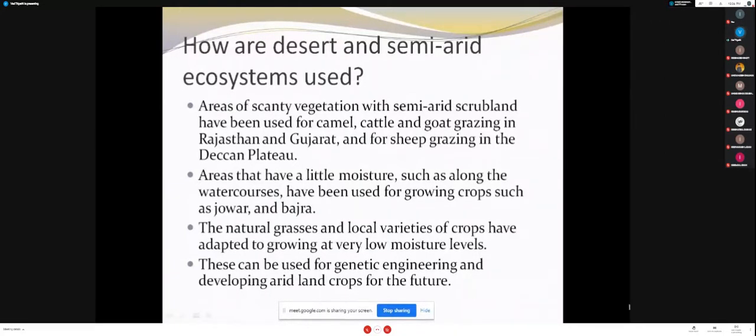to adapt. That is why these types of natural grasses and local varieties of crops can be utilized through genetic engineering for developing those kinds of crops which can survive in these arid and semi-arid climatic conditions.